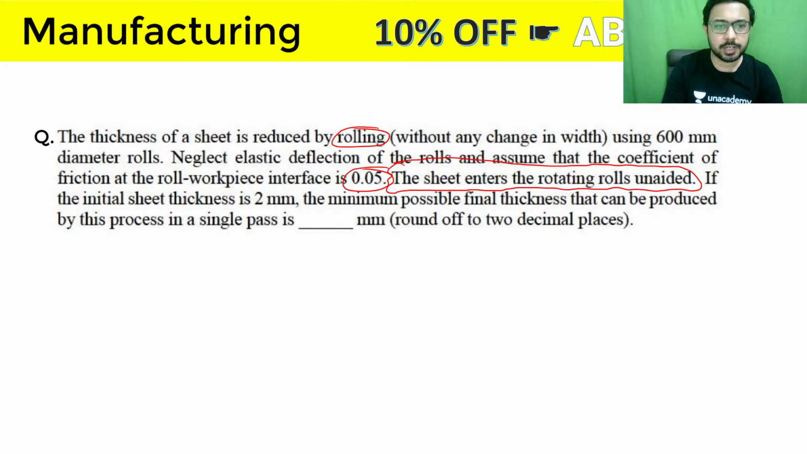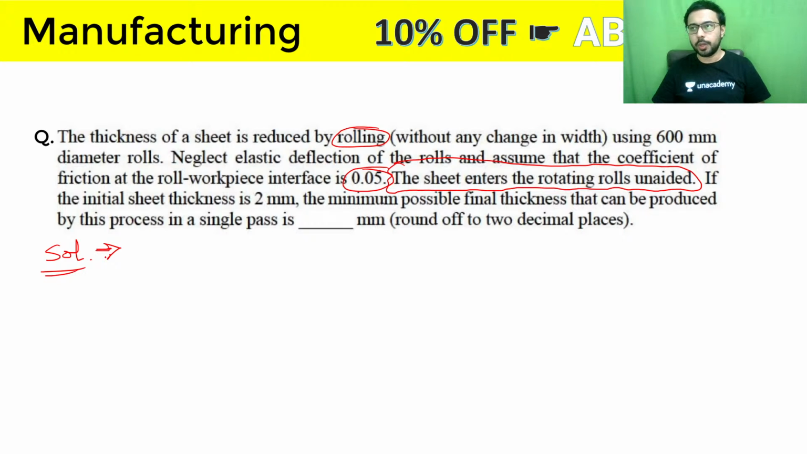And if the initial sheet thickness is given as 2 mm, the minimum possible final thickness that can be produced by this process in a single pass is asked, and we have to round off the answer to 2 decimal places. So again, in this question we have to do this in a way that is not that long, and we have to do it correctly with fewer errors. So let's see what approach you should follow.